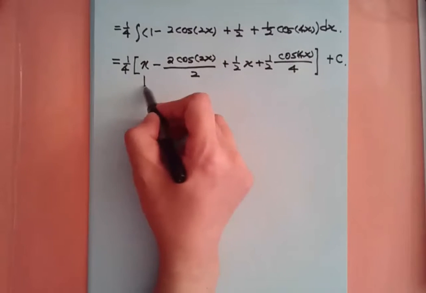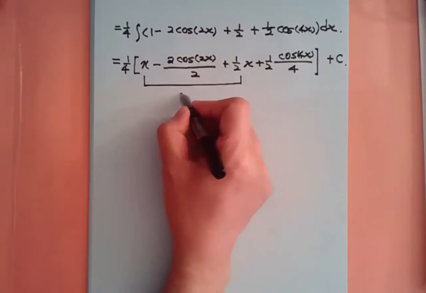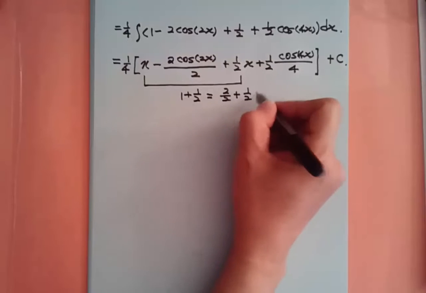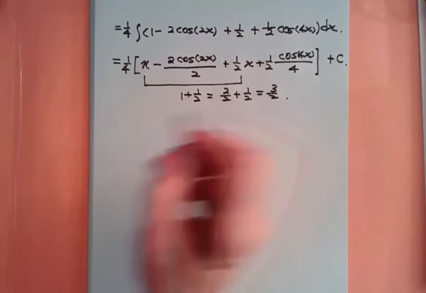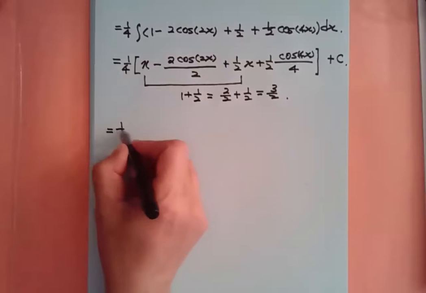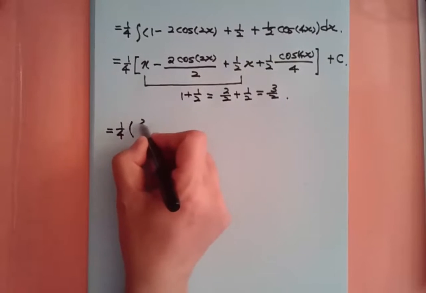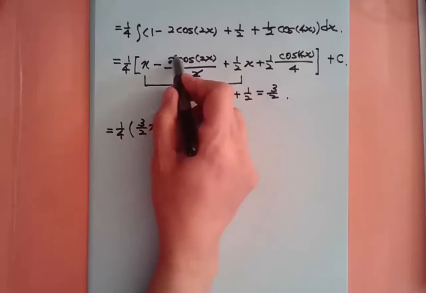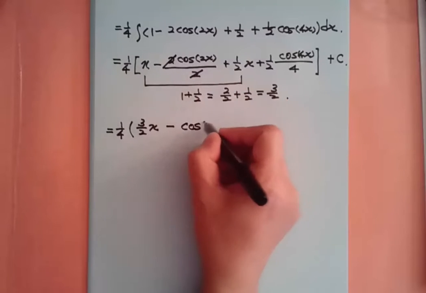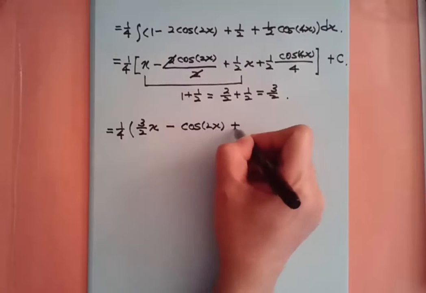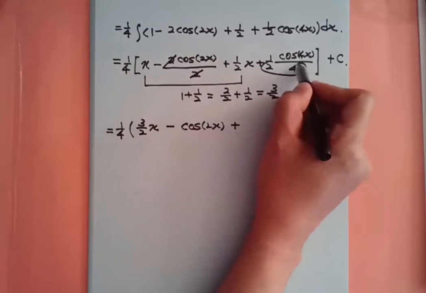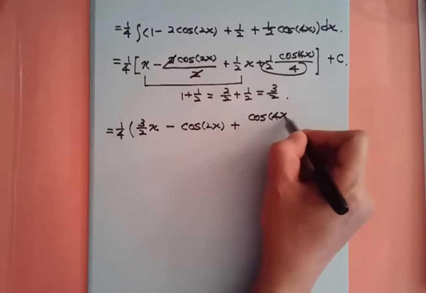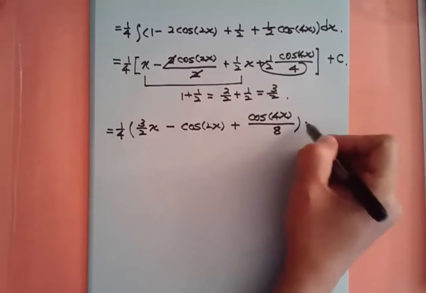So we add these together, then 1 plus 1 over 2 is of course 2 over 2 plus 1 over 2, which is 3 over 2. So that becomes 1/4, 3 over 2 x minus, these two will cancel each other, and the cosine of 2x plus, we multiply these two together, then that is cosine of 4x over 8 plus c.